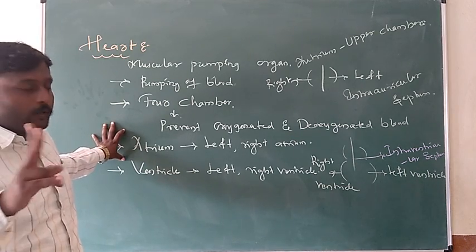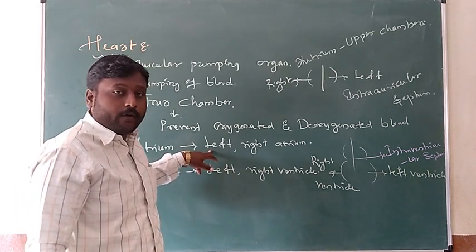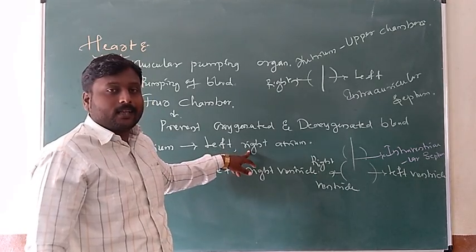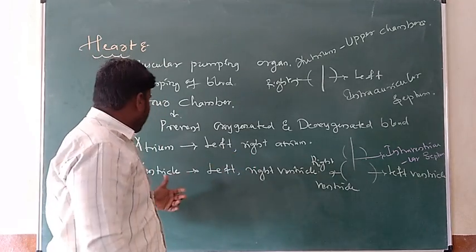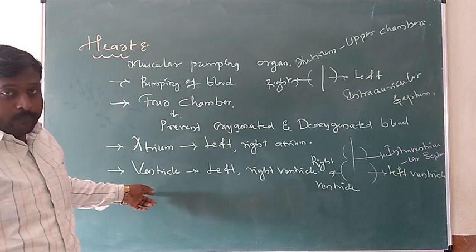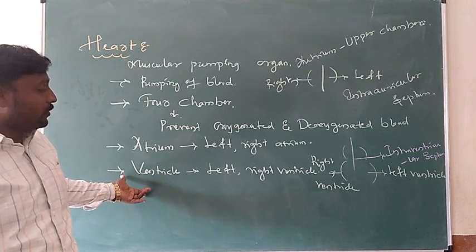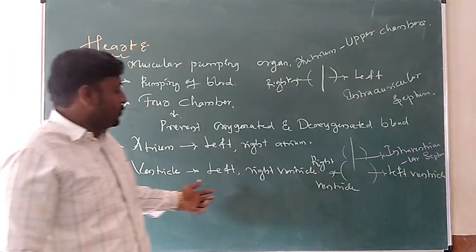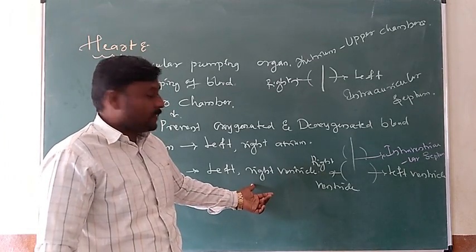There are totally two atria: one is the left atrium, the second is the right atrium. Next one is the ventricle. The ventricle is also classified into how many types? Two parts, left as well as right.